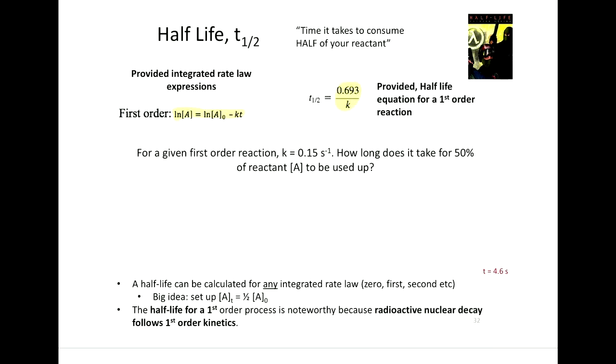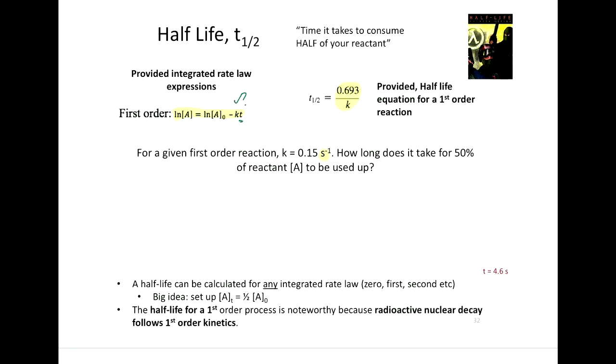We've just manipulated it a little bit, and I'll show you how this works. So let's use the integrated rate law first. Let's imagine we have a 1st order reaction, and I'm giving you the rate constant, k, and you can tell that the unit is good. How long does it take for 50% of the reactant to be used up? This is a little bit of reading comprehension. I'm asking for a time, so we're calculating time.